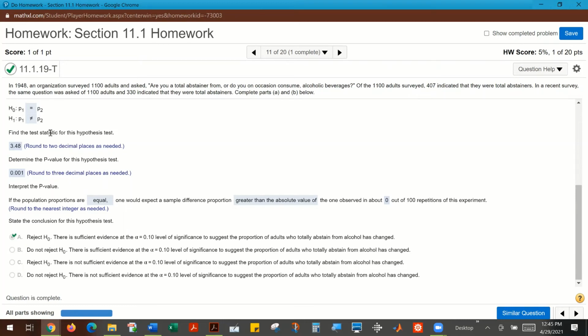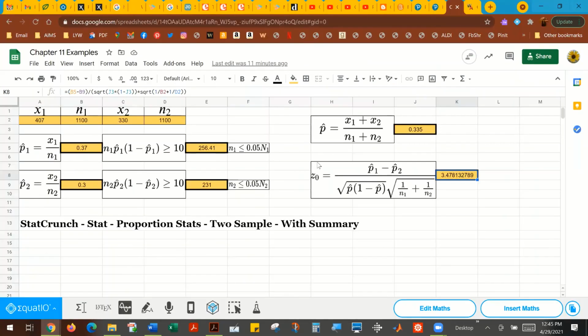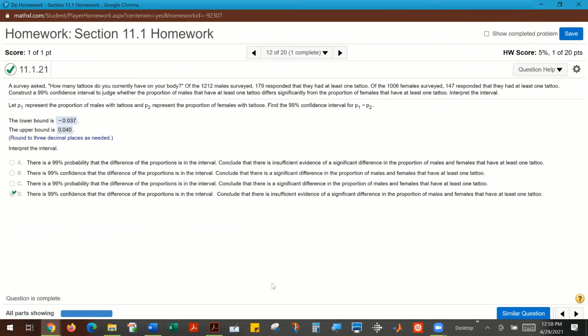So just to show you how you can use StatCrunch to help you out with some of these calculations. But, obviously, like I said, you can also use Excel or Google Sheets to help you out with those calculations as well. Alrighty, so let's take a look at another example over here.